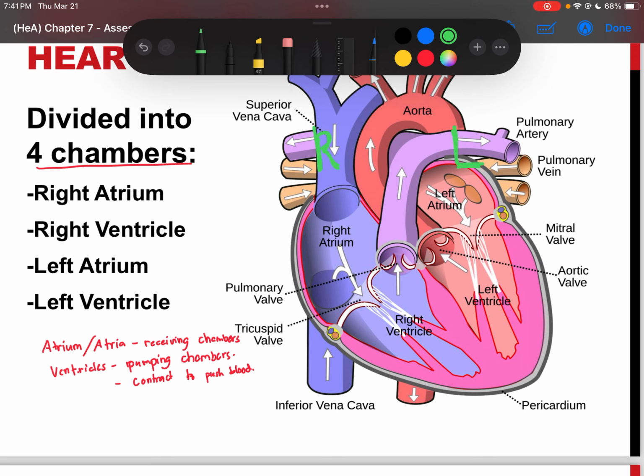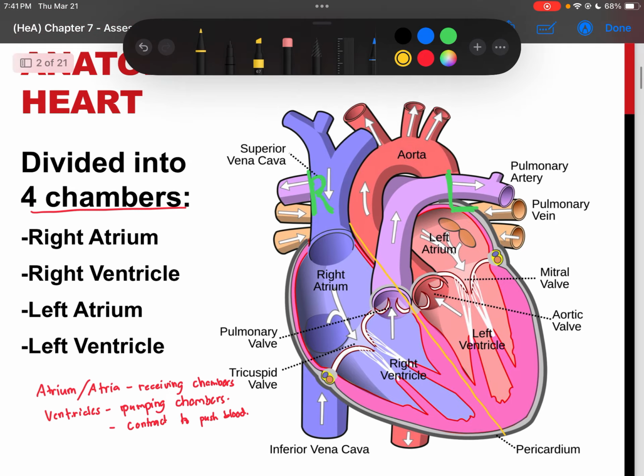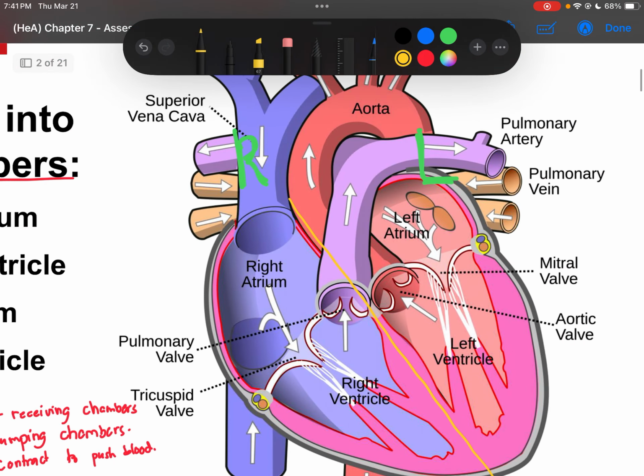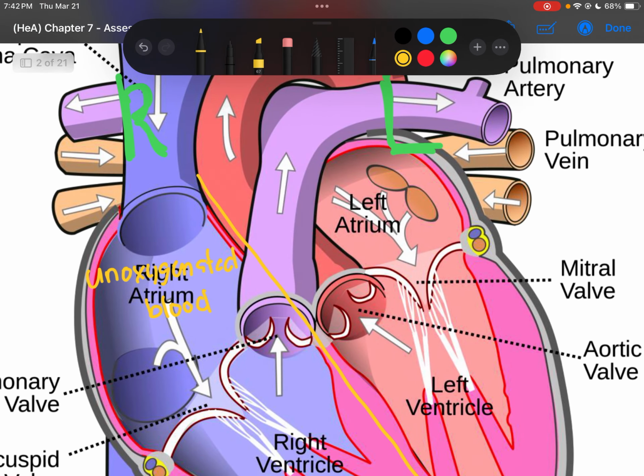To simplify as much as possible, I just want you to remember this. Our heart is divided into two parts, your right side and your left side. The only type of blood that should pass through your right side is unoxygenated blood, whereas in your left side, the only type of blood that should pass is oxygenated blood.